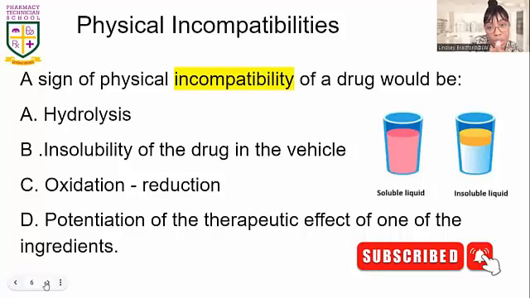Well, I'm giving you 2 different images here. One is a soluble liquid, and one is an insoluble liquid. The soluble liquid mixes very well. There's no problems. It goes through. Everything is fine. The insoluble liquid, it separates. So when you think about something that is incompatible, you're thinking about something that separates.